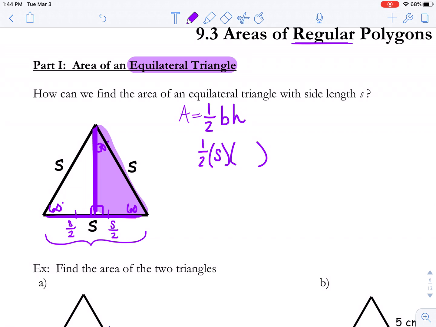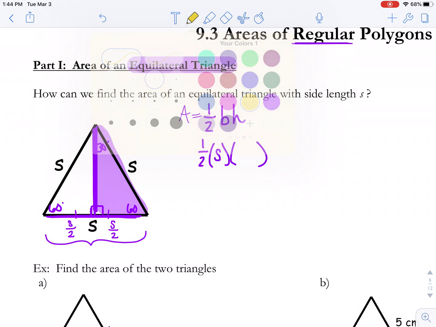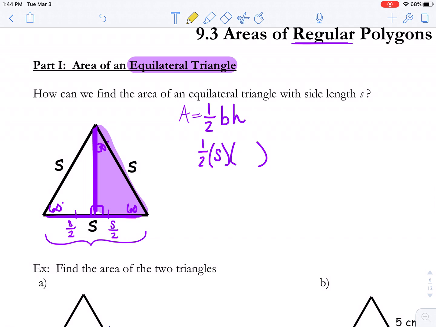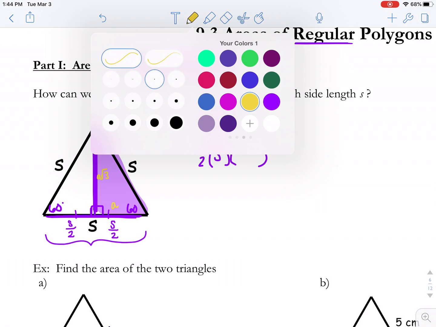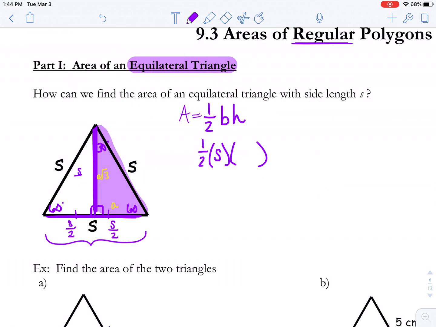So if the side opposite the 30 is S over 2, we have this pattern for the 30, 60, 90, that whatever the side is opposite the 30, we're going to multiply it by root 3 to get our side that's opposite the 60. So if our side opposite the 30 is S over 2, what we're going to do is take that length and just multiply it by root 3, following the pattern of the 30, 60, 90. So we get that our height is S root 3 over 2.